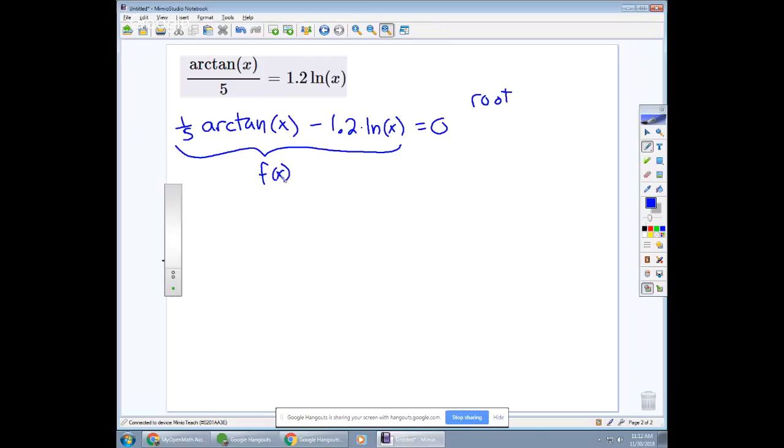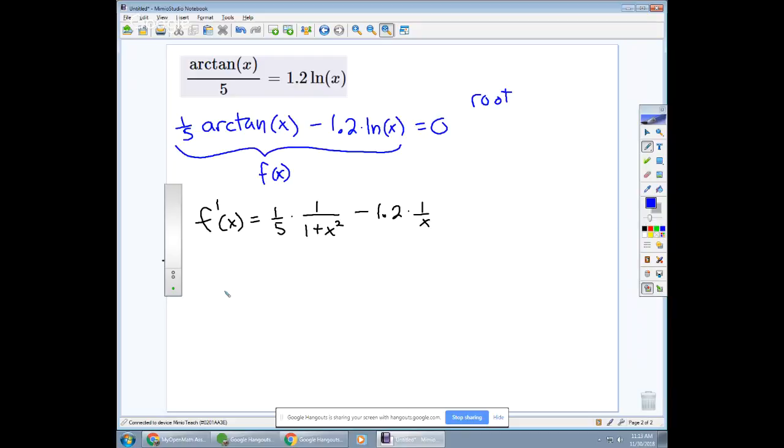What's the derivative? The derivative of arctangent is 1 over 1 plus the square of the inside. So f prime of x, the 1/5 is a constant multiple, it just hangs out. So I have 1/5 times 1 over 1 plus x squared, minus 1.2 times the derivative of natural log, which is 1 over x. Although we probably could clean this up a little bit, it's probably not worth our time.